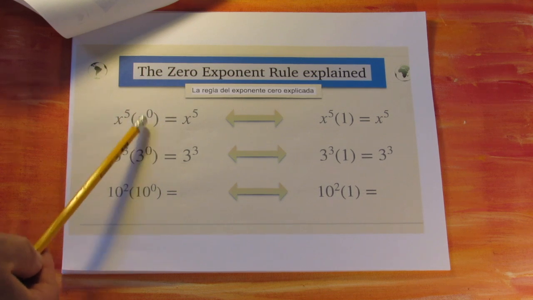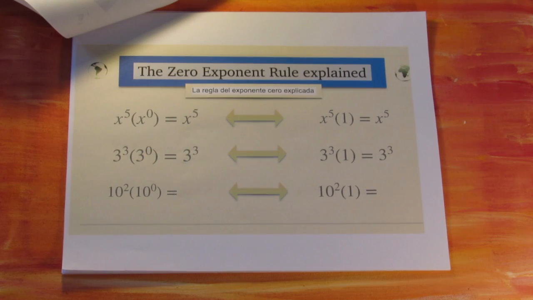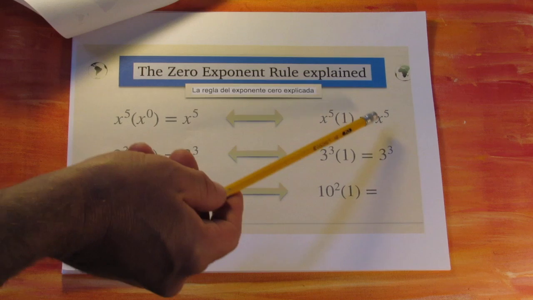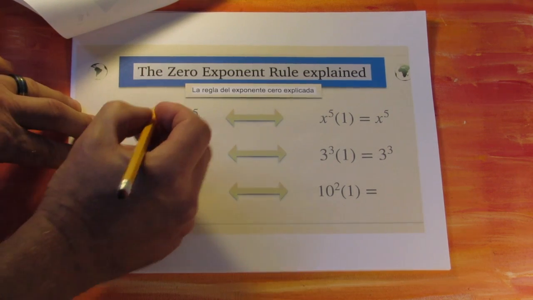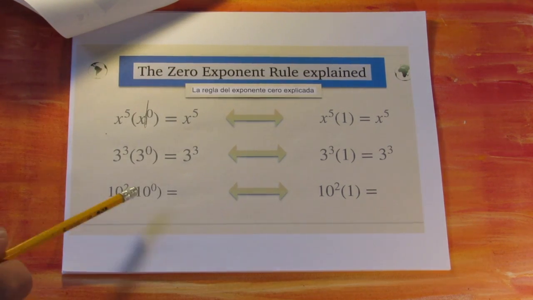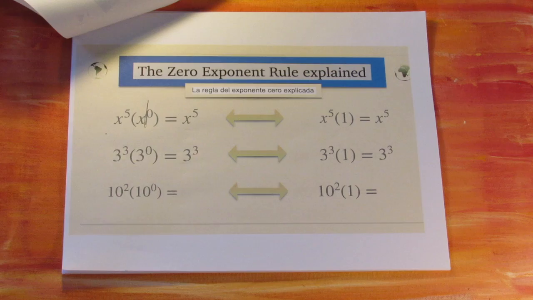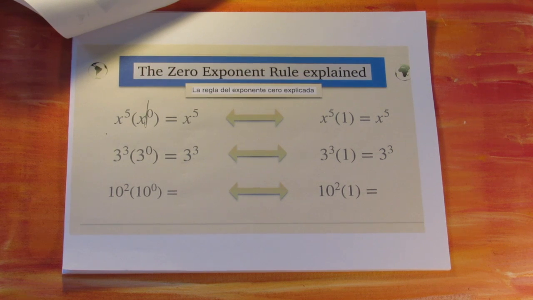Here we have x to the fifth times x to the 0. Again, that would be x to the 5 plus 0, which is x to the fifth power. So I'm going to tell you that anything to the 0 power simply equals 1. It must, because x to the fifth times 1 would equal x to the fifth power. That's exactly what we've done here on the next one. 3 to the third times 3 to the 0 is 3 to the 3 plus 0, and 3 plus 0 is 3. So again, that 3 to the 0 power must equal 1.